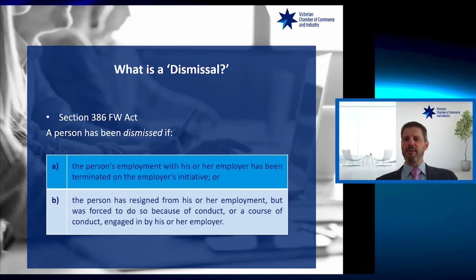It's also not possible to make an unfair dismissal claim if you had a training arrangement like an apprenticeship or a traineeship, and that came to an end as a result of that training period concluding.